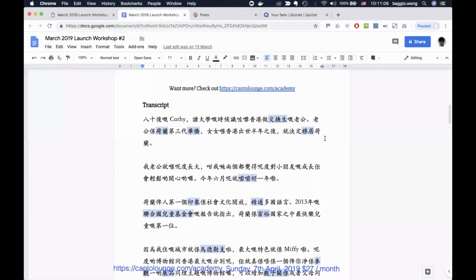我哋兩個都覺得, both of us feel that 呢度對小朋友嘅成長, this place, Holland, in terms of a child's upbringing, a child's growth, right? 對 means in terms of, right? 佢會輕鬆啲, 開心啲咯. So the child will become a little bit more relaxed in terms of their upbringing and a little bit happier. Right? 今年6月呢, so this year in June, 就啱啱好1年啦. It's exactly 1 year since we moved to Holland.